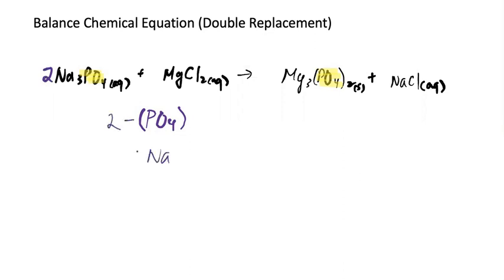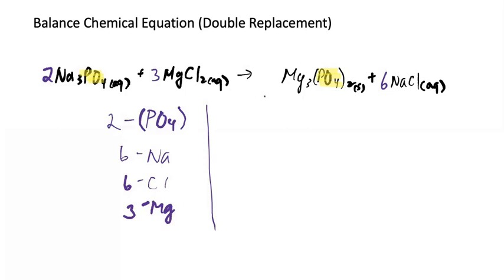For Na now, I have six. I'll put a six here. And for Cl2 on the right side, we have six. So on the left side, we need a three because we have two already. So Cl, we have six now. And for Mg, we have three.